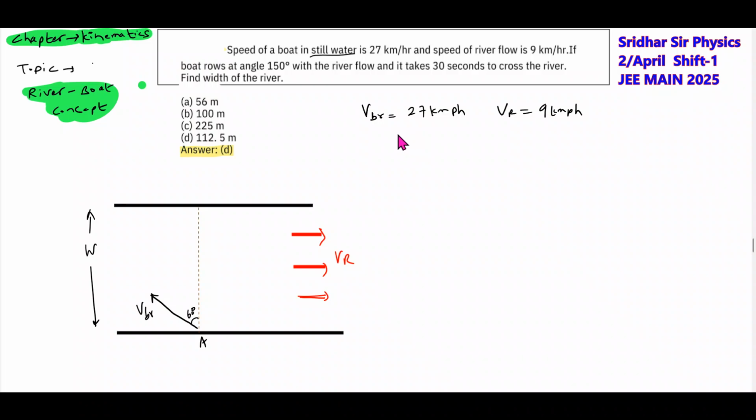So now we will determine the time taken to cross the river. Time taken to cross the river is W divided by velocity of boat with respect to ground along the y-axis. Velocity of boat with respect to ground along y-axis equals velocity of boat with respect to river along y-axis plus velocity of river with respect to ground along y-axis. The river is flowing along the x-axis. What is the velocity of the river along the y-axis? This is nothing but Vrx. So Vry will be 0.